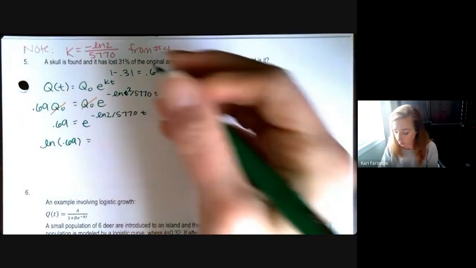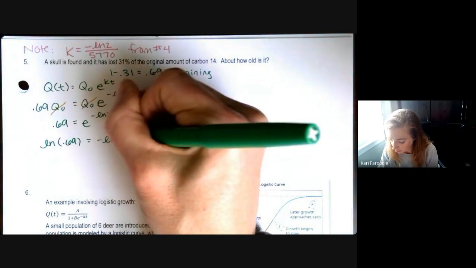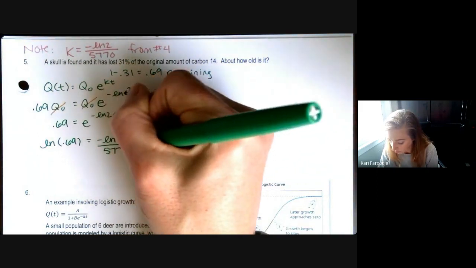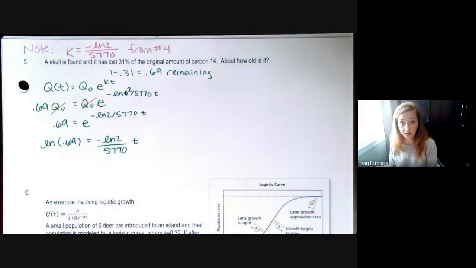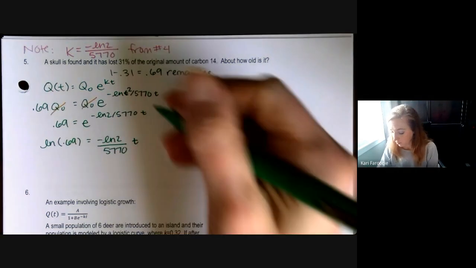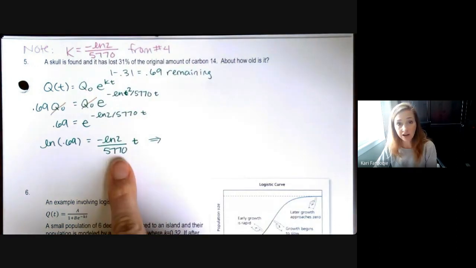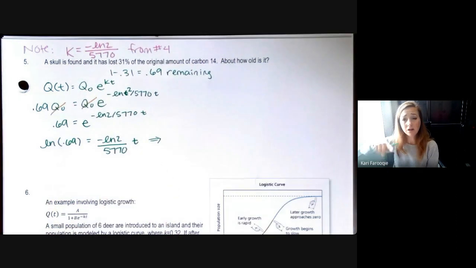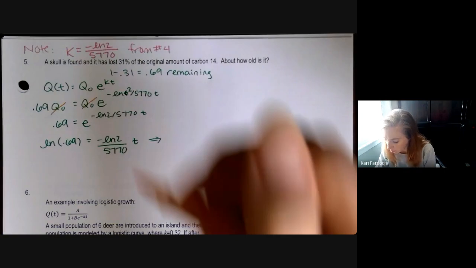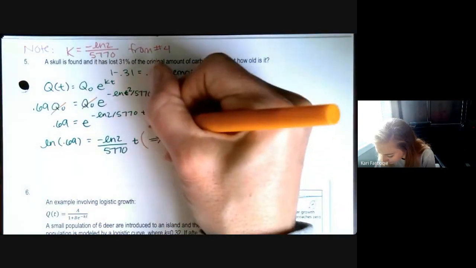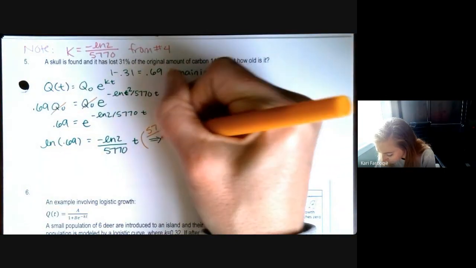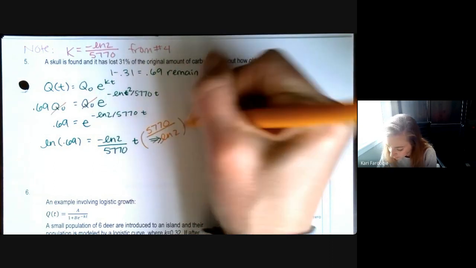When we take the natural log on the right, you get negative ln2 over 5770 t. And then to get t by itself, we'll divide both sides by this quantity. If you'd like, instead of dividing by negative ln2 over 5770, you can multiply by the reciprocal. So that's probably what I'm going to do. I'm just going to multiply both sides by 5770 over negative ln2.